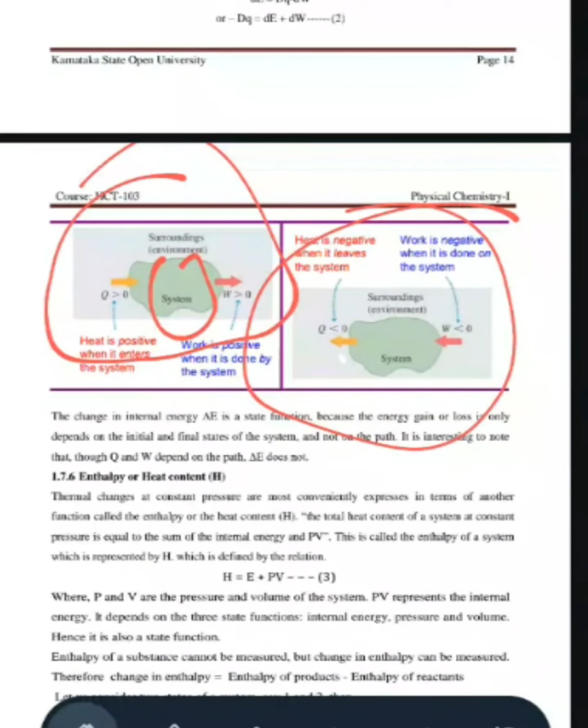Work is negative when it is done on the system. So here, Q is less than 0 and W is less than 0. W is the work and Q is the quantity of heat.